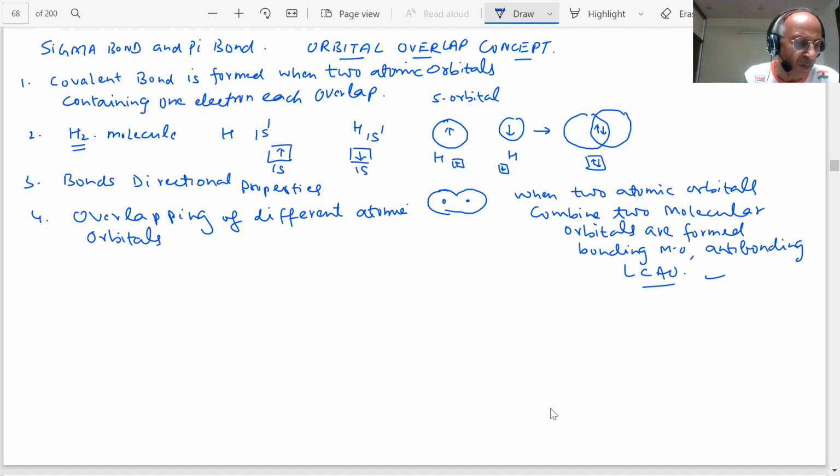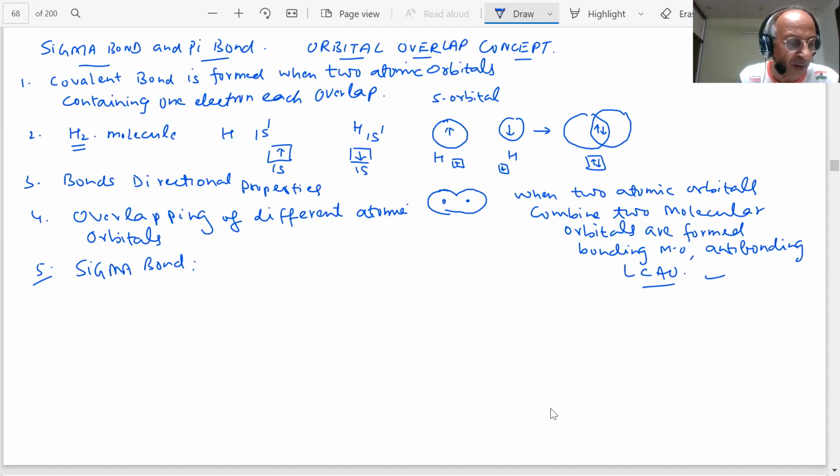And we can form two types of bonds, student. One is called sigma bond, and the other is called pi bond. As I've written, sigma bond and pi bond, student, there are two types of bonds which can be formed.